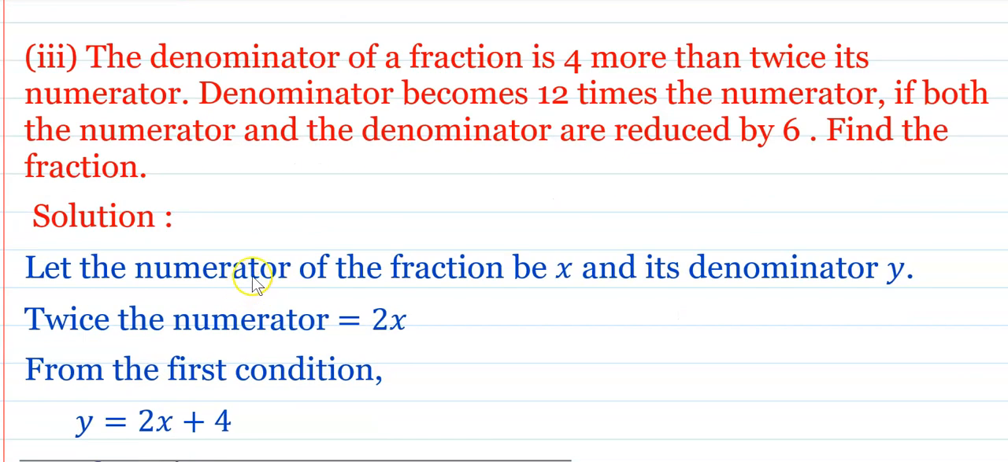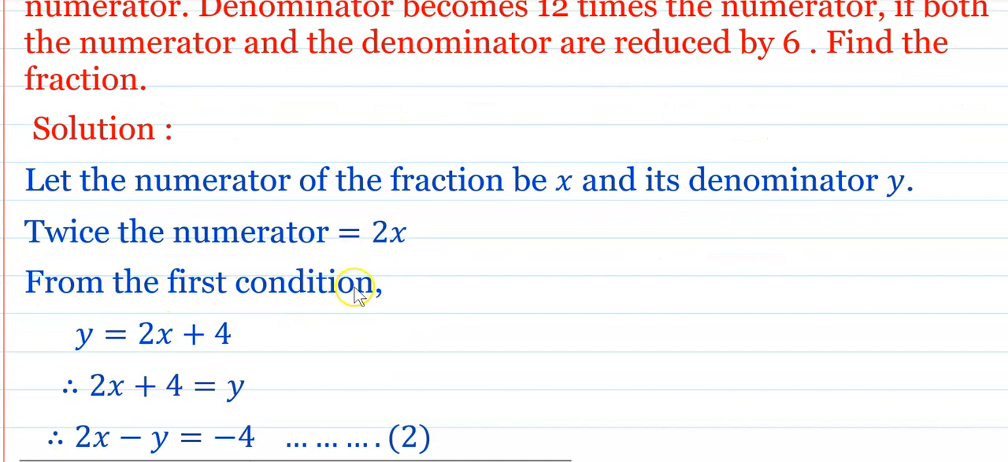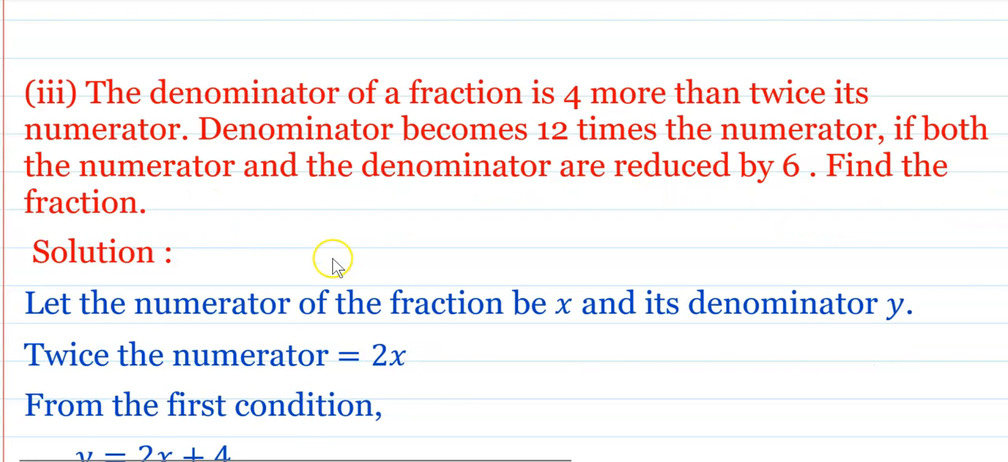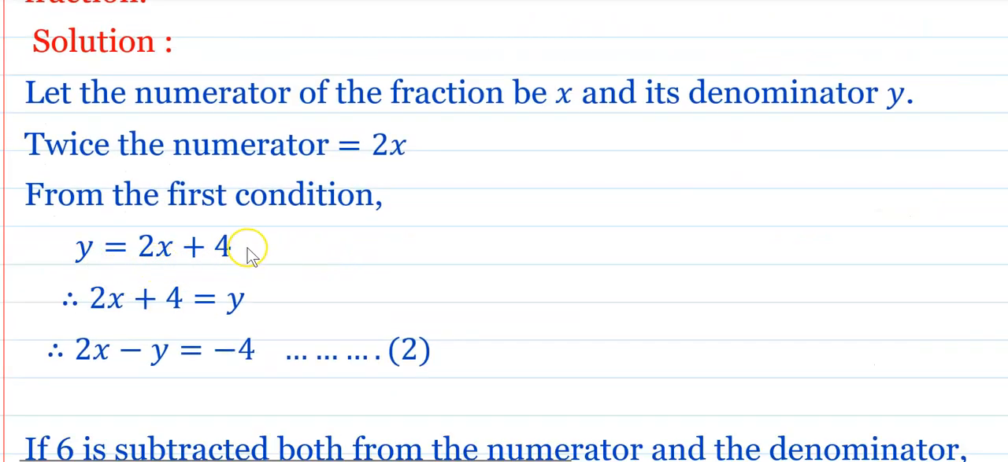Okay. Now the next. The denominator of a fraction is 4 more than twice its numerator. The denominator becomes 12 times the numerator if the numerator and the denominator are reduced by 6. Find the fraction. Let the numerator of the fraction be x and its denominator y. Twice the numerator is 2x. From the first condition, y is equal to 2x plus 4. Okay. What is here? The denominator of a fraction is 4 more than twice its numerator. Therefore, y is equal to 2x plus 4.